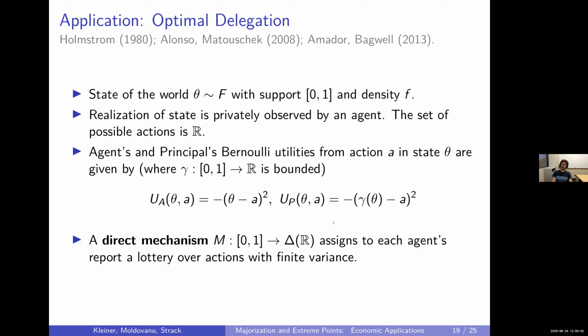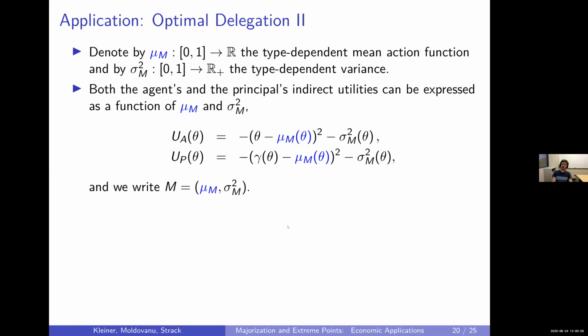In the setting with quadratic utilities, to illustrate it, you can nicely rewrite it. Given some mechanism, which is a mapping from the state of the world to some probability distribution, we can represent this by the mean and the variance of the action. Mu of m is a function that maps the unit interval, the type of the agent, to the expected value of the action that the principal takes, given this realized type. We call this the mean action function, and sigma squared of m will be the variance. It's a mapping from the state of the world to the variance of the action that the principal takes.